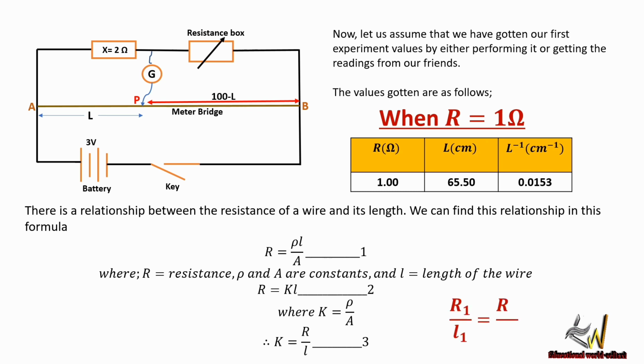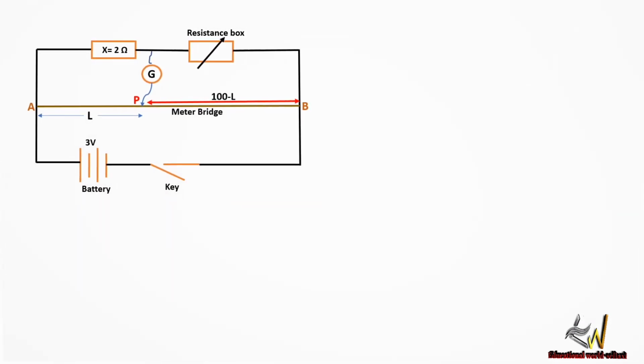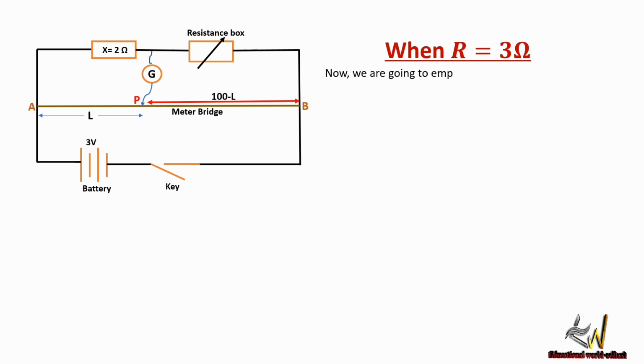So this leads us to a special relationship which we use throughout this experiment, that R1 over L1 is equal to R2 over L2. Now when we have set the resistance in the resistance box to be 3 ohm, we are going to employ this relationship here. Again, R1 over L1 is equal to R2 over L2.